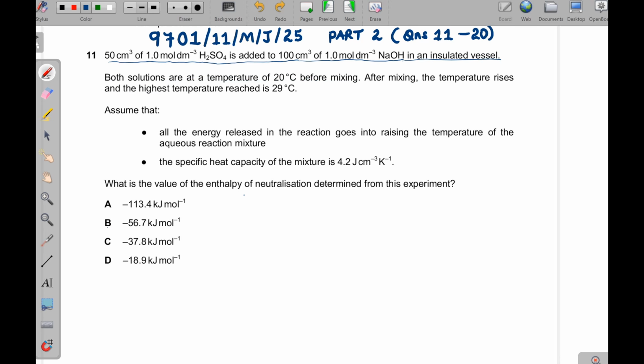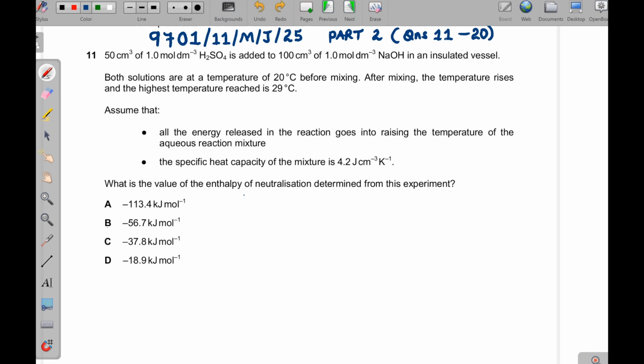Then they say assume that all the energy released in the reaction goes into raising the temperature of the aqueous reaction mixture. The specific heat capacity of the mixture is 4.2 joules per centimeter cubed per Kelvin. What is the value of the enthalpy of neutralization determined from this experiment? Enthalpy of neutralization is for 1 mole of water formed when an acid reacts with a base.